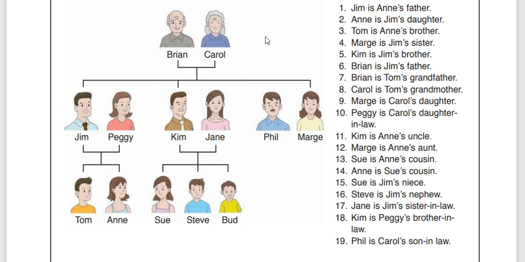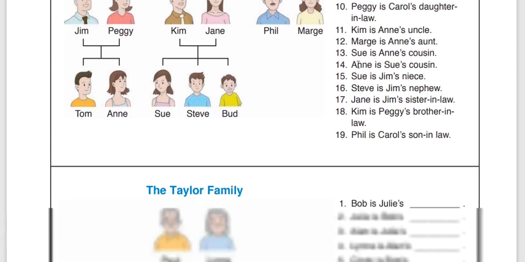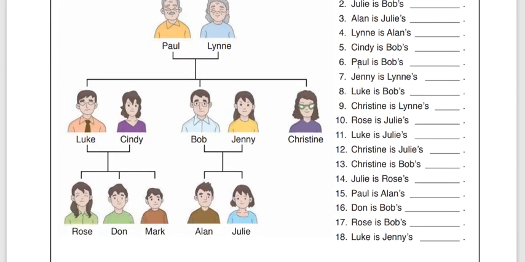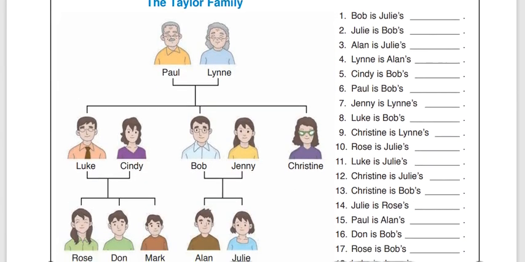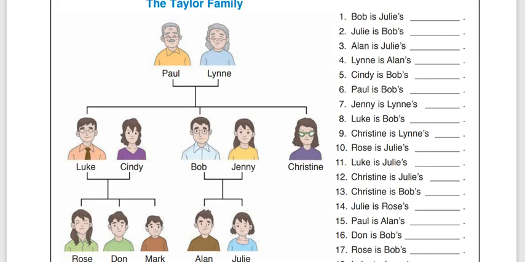Okay, so this is Brian and Carol. The rest of the family you can read here. So let's move to the next page. So here is another family. So now you have to make sentences like the above one.